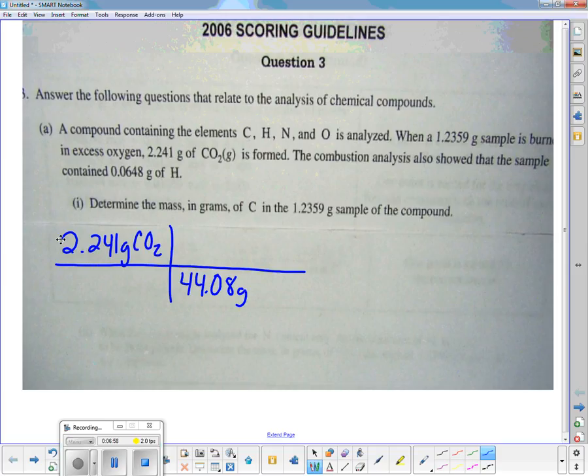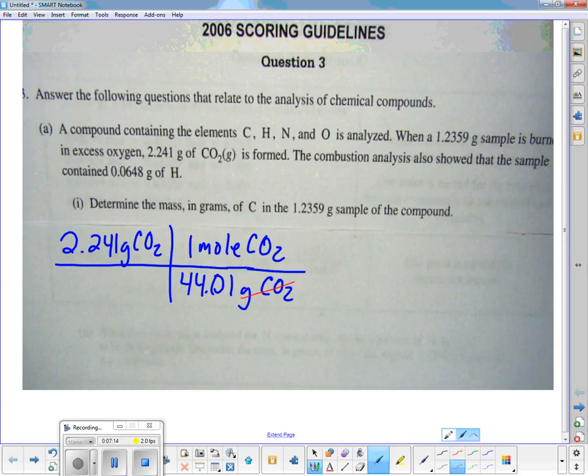I can double check. Let's see. 44.01, sorry. 44.01 grams of CO2, and that's equal to 1 mole of CO2. So we're now at this point, and then we can cancel out grams of CO2. Okay, what do we do next? Where do you think we're going next?